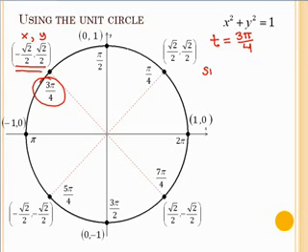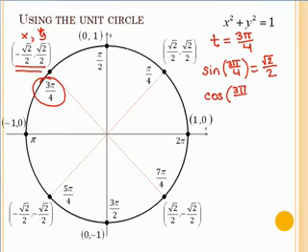So sine of 3 pi over 4, remember sine is equal to y, so that's going to be positive square root of 2 over 2. Okay, now let's look at cosine. And over here, x is negative, so that means cosine is negative square root of 2 over 2.